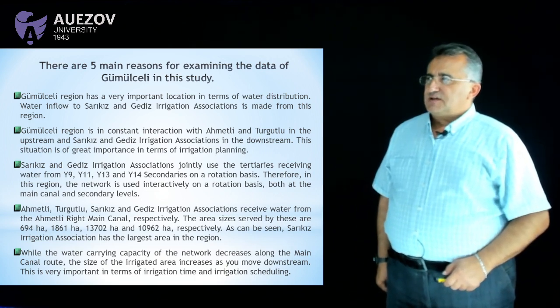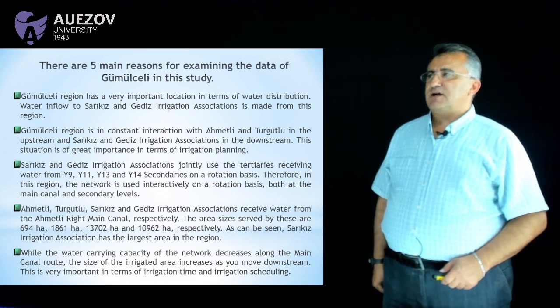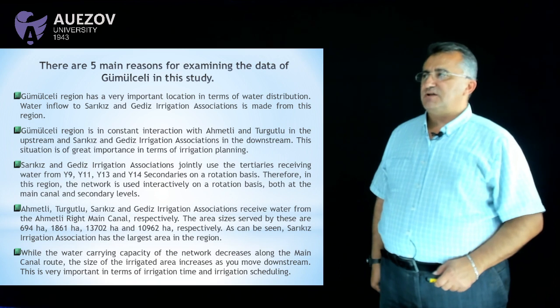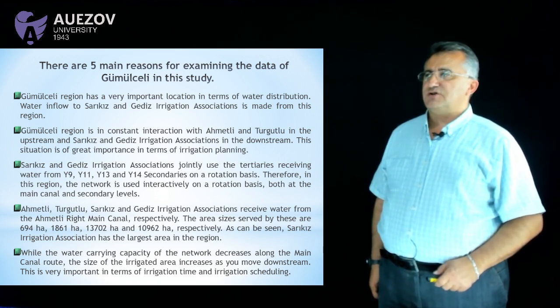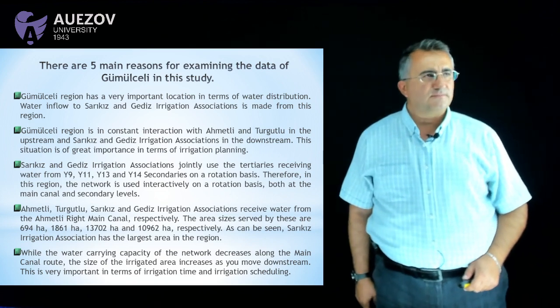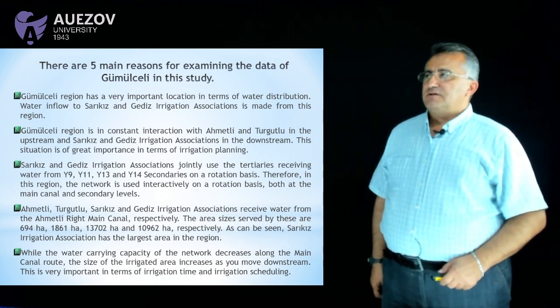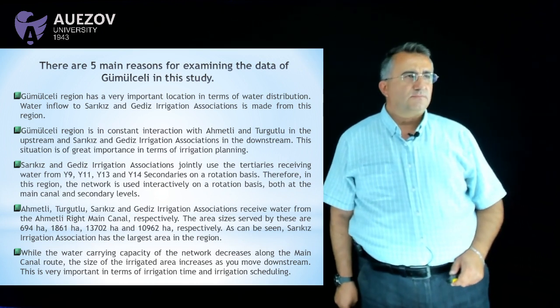Also, in the second place, Gümülceli region is in constant interaction with Ahmetli and Turgutlu in the upstream and Sarıkız and Gediz irrigation associations in the downstream. This situation is of great importance in terms of irrigation planning.